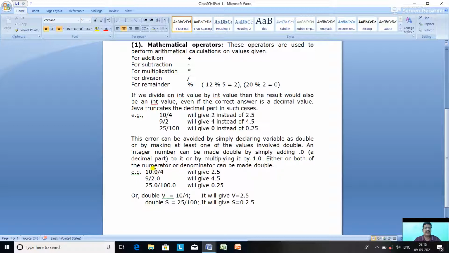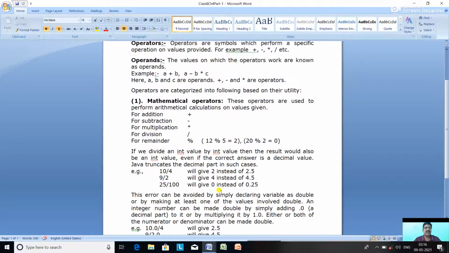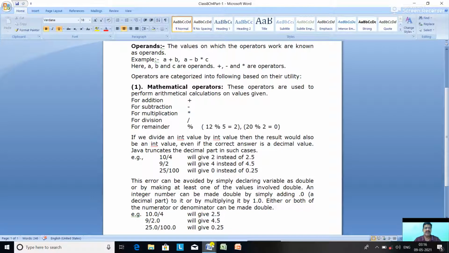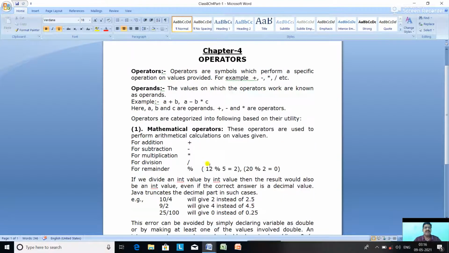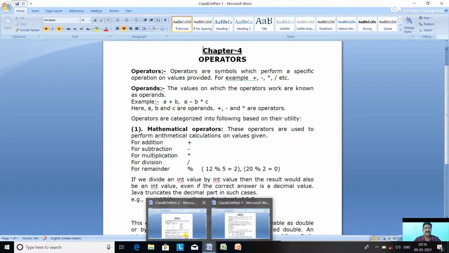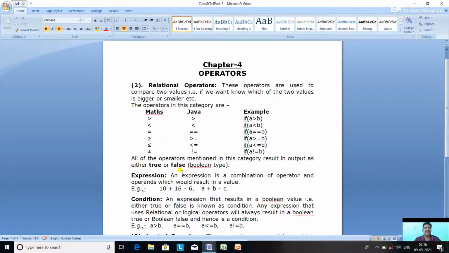Like 10 is an integer, so make it double, 10.0, now divided by 4, its answer will be 2.5. 9 is an integer, but 2.0 is a double, so divide 9 by 2.0, answer will be 4.5. Same way, divide 25.0 by 100.0, answer will be 0.25. So in our last class, we discussed operators, operands, and mathematical operators. In today's class, we are going to discuss relational operators.